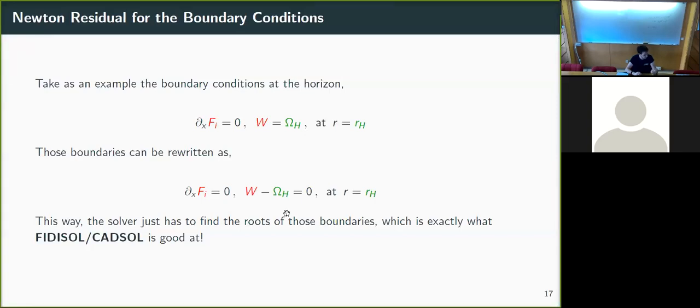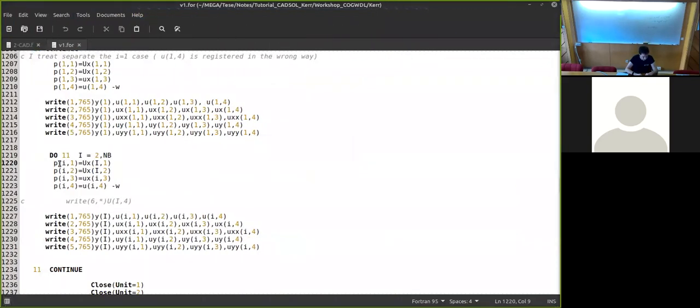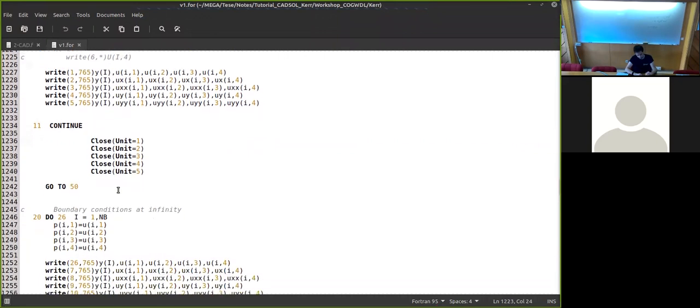In the same way that you did for the equations, here you can do exactly the same for the boundary conditions. That is exactly what we have here. So here we have the derivative of x of the first function that must be equal to 0. The second one, the third one, that also must be equal to 0. And here we have that the w function minus the omega h, which here we call small w, must be equal to 0.